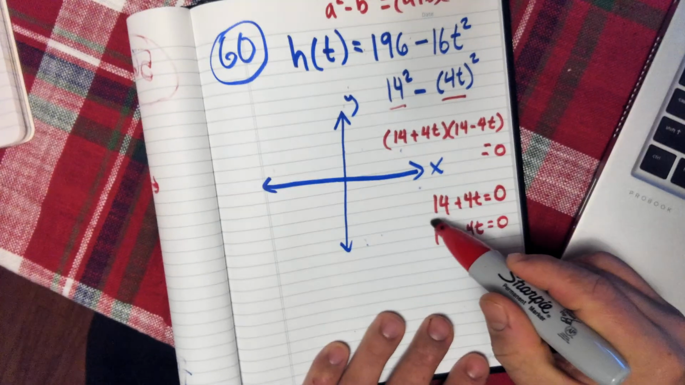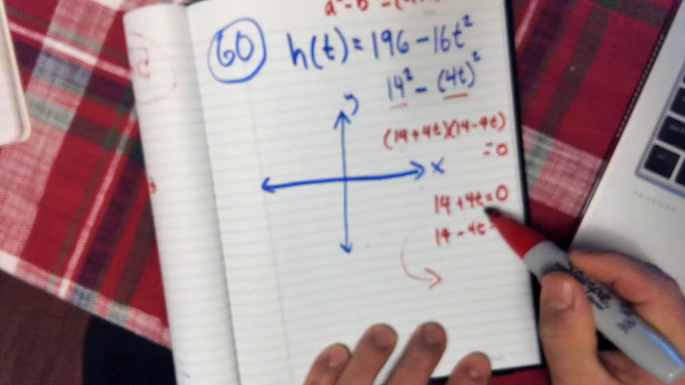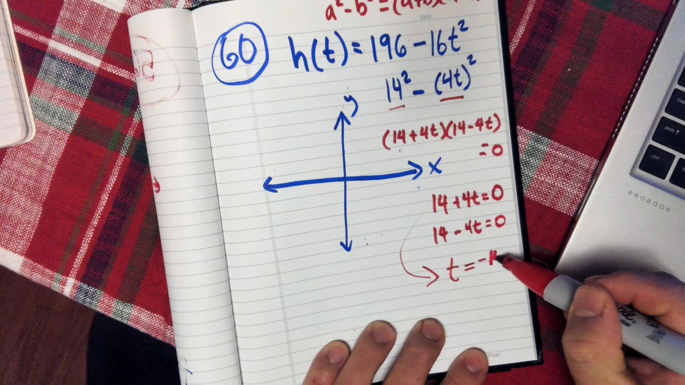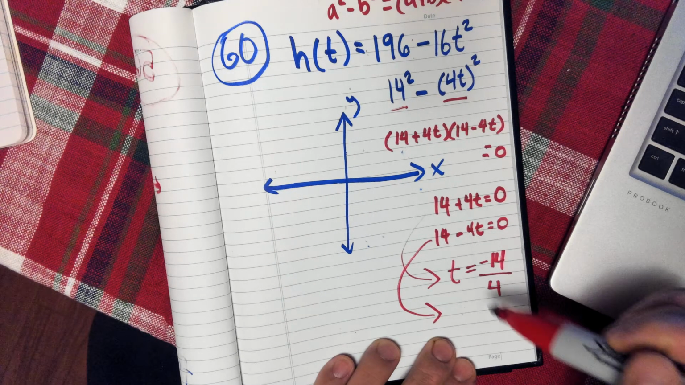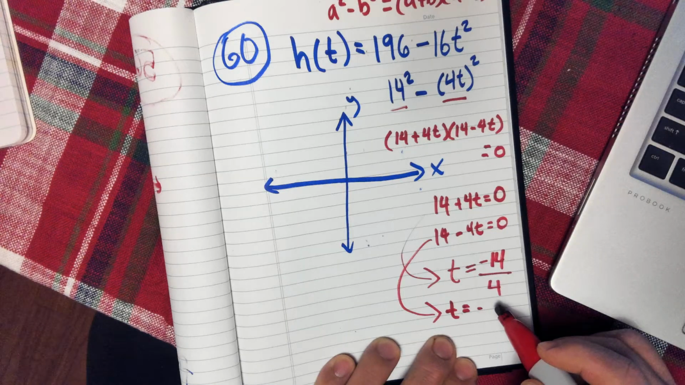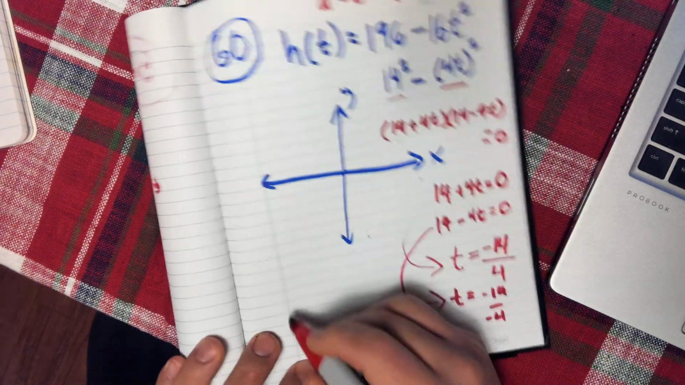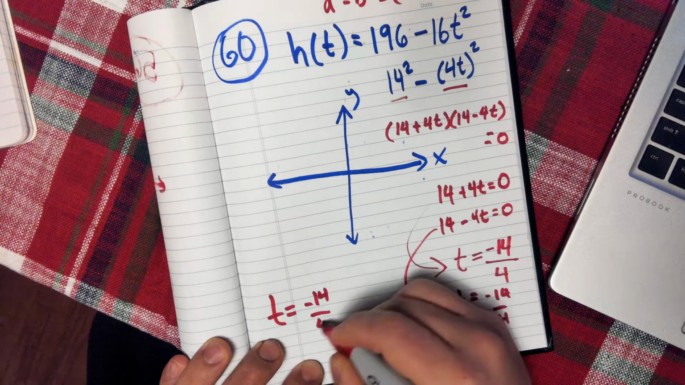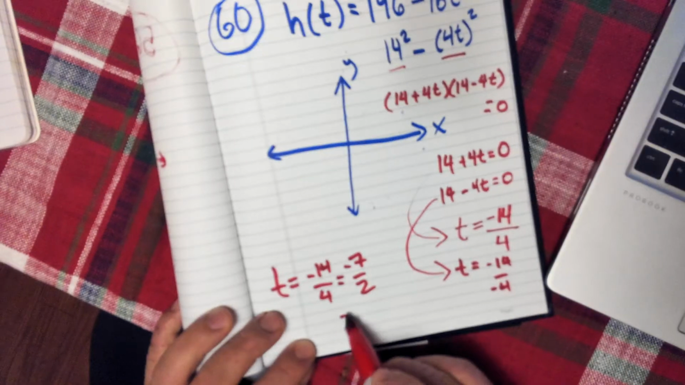So let's do this one first. I'm going to go through it quick. I subtract 14 from both sides, divide both sides by 4. I'll get t equals minus 14 divided by 4. And for the other, subtract 14 from both sides, divide by negative 4. T is going to equal negative 14 over negative 4, or just 14 over 4. So my two answers for t here are going to be negative 14 fourths, or negative 7 halves, and also positive 7 halves.